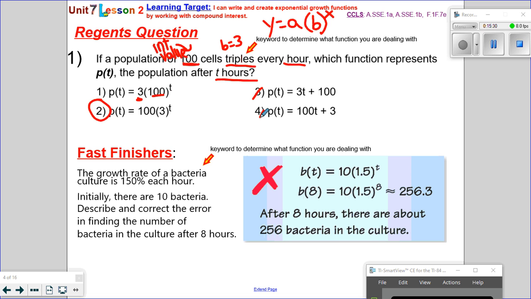Try to go ahead and figure out the fast finisher. Determine which one, describe and correct the error in finding the number of bacteria in the culture after 8 hours. What did they do wrong? Pause now.